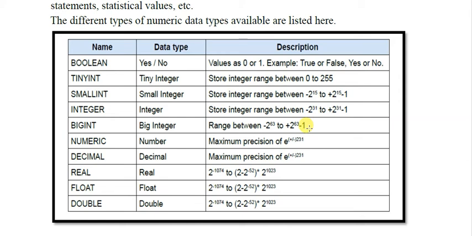Suppose you want to store percentage. What field should you choose? You cannot choose integer because it doesn't support point, decimal. Okay, so you should be going with either decimal or numeric.